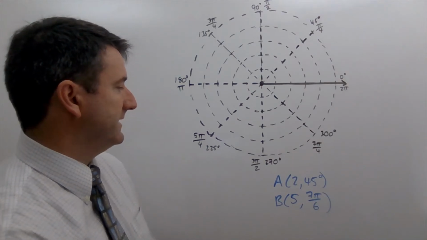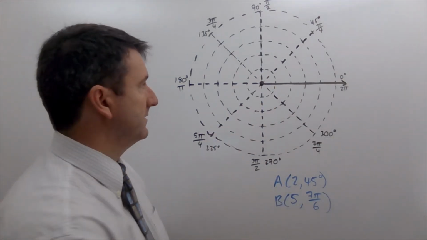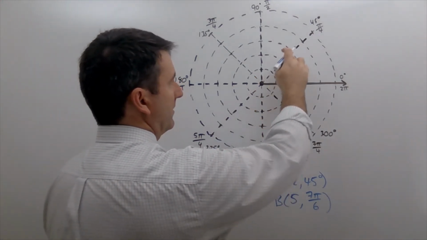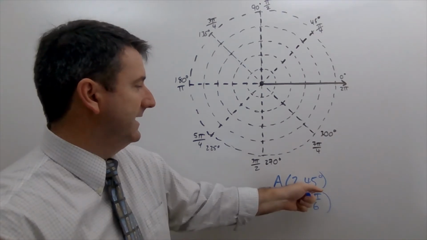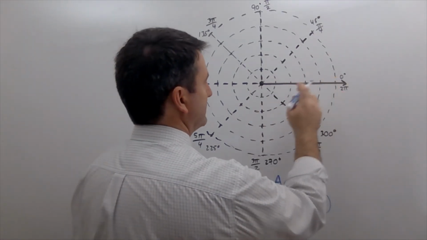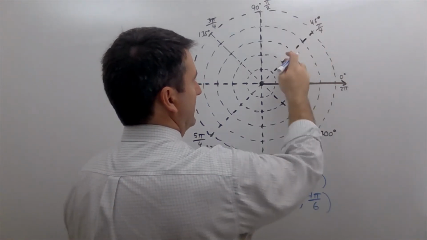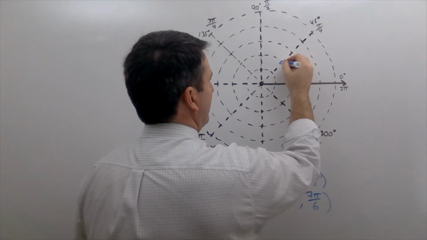So our first point is going to be 2 away from our pole. So here's our pole here in the center. We're going out 2, so it's going to be somewhere on this circle. And it's 45 degrees from our polar axis. So here's our polar axis. We're going to go up 45 degrees, which is this line right here. So our point is going to be right there.